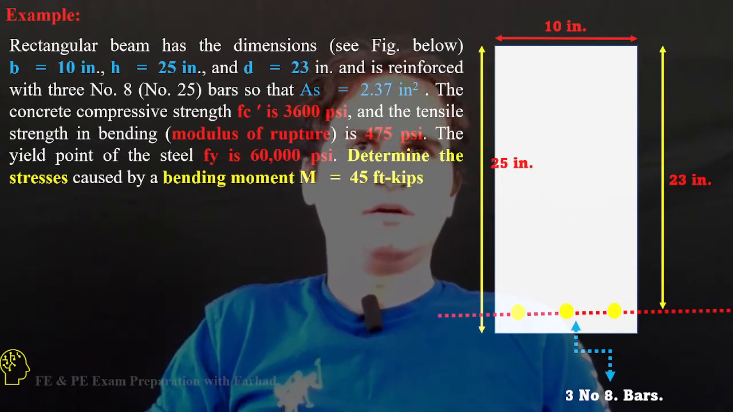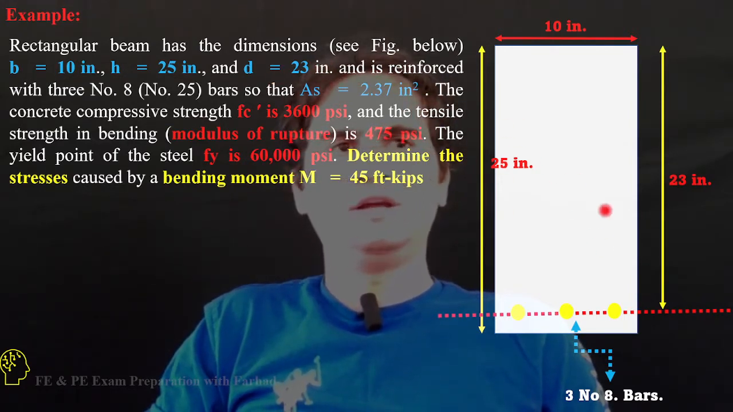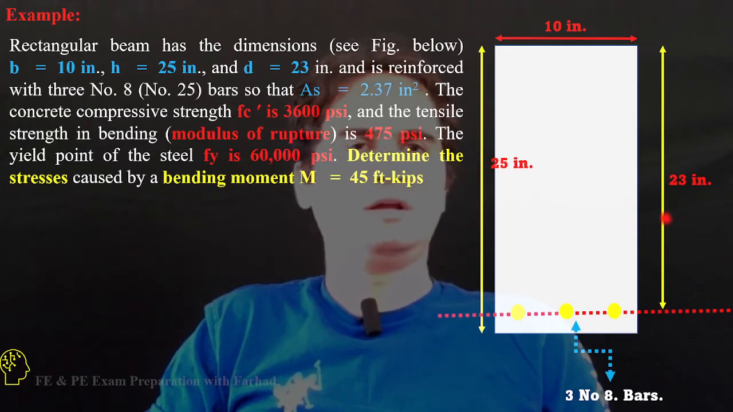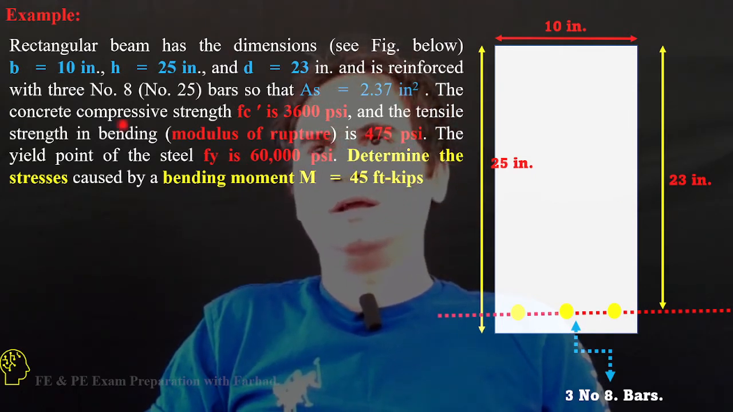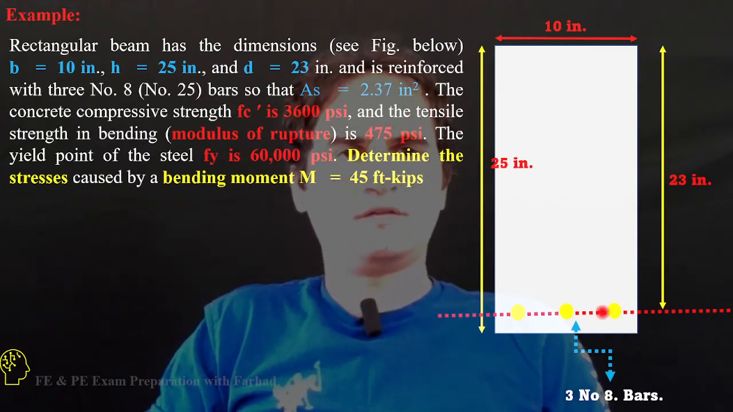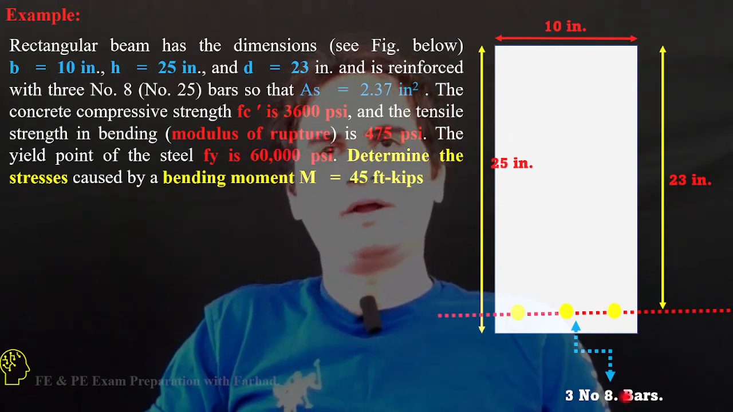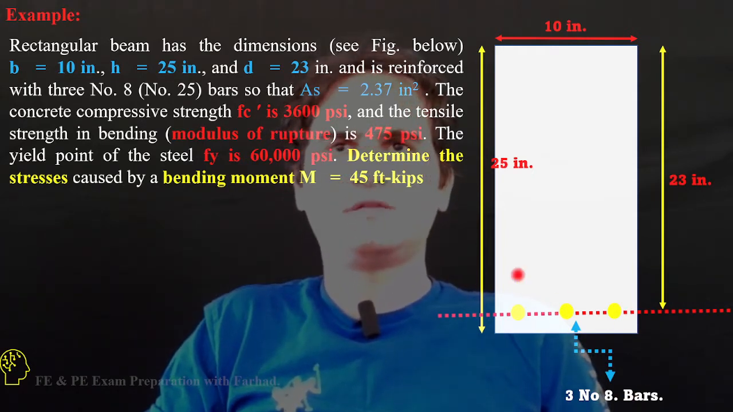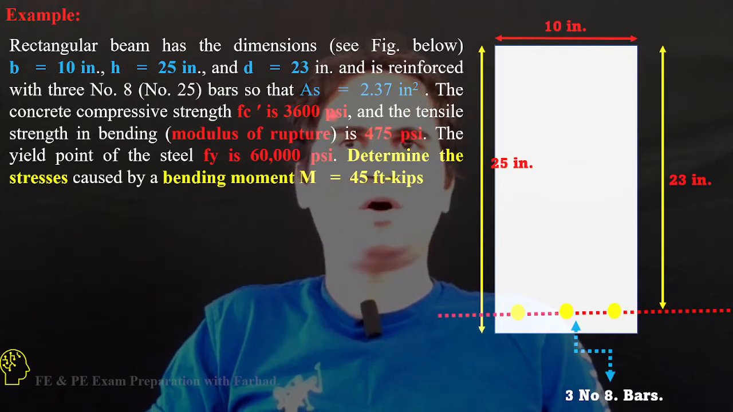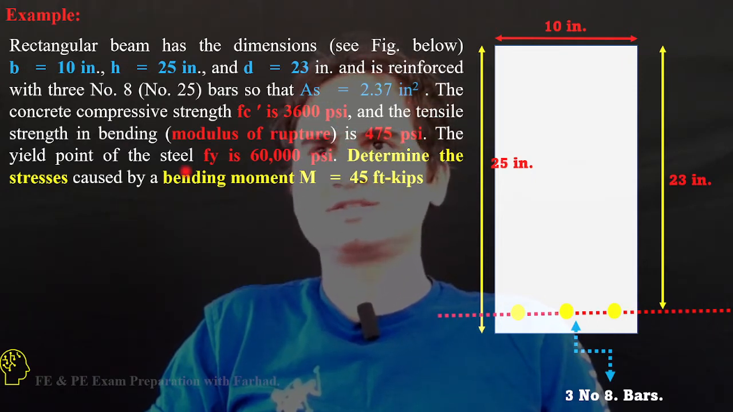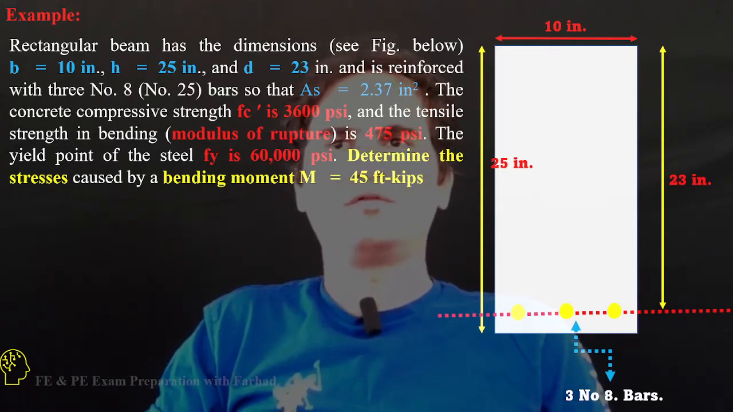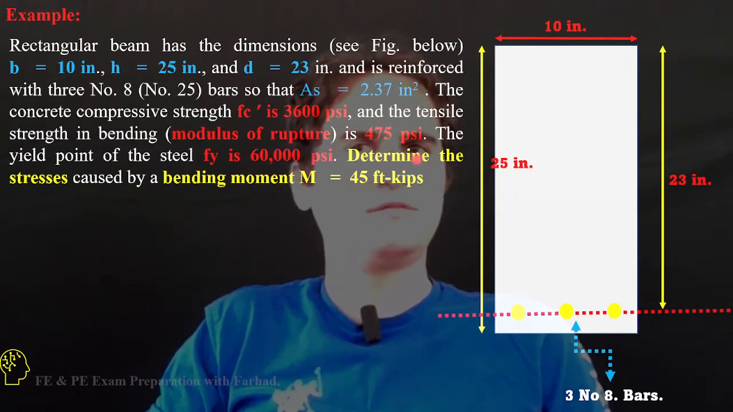inches in height, with an effective depth of 23 inches, consisting of a concrete block and three number 8 steel rebars. The concrete has a compressive strength f'c of 3600 psi and a tensile strength in bending, or modulus of rupture, fr, of 475 psi.